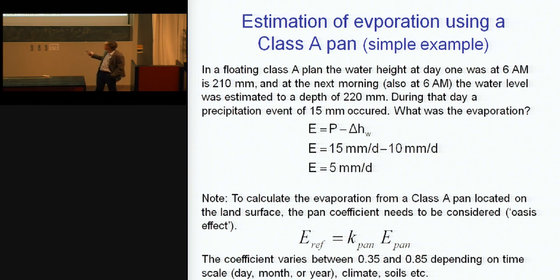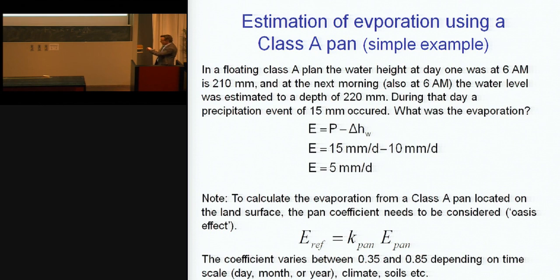You multiply the pan coefficient with your measurement. Yes, because, I'm just repeating his words so that everybody can hear, the evaporation pan is a wet environment surrounded by somewhat drier environments, and there's always a sort of oasis effect surrounding it, and you overestimate the evaporation with this instrument. Therefore, you need to account for this by multiplying it with the pan coefficient.